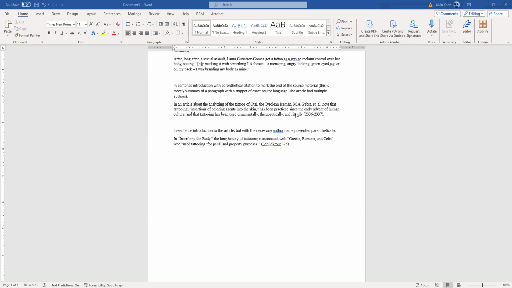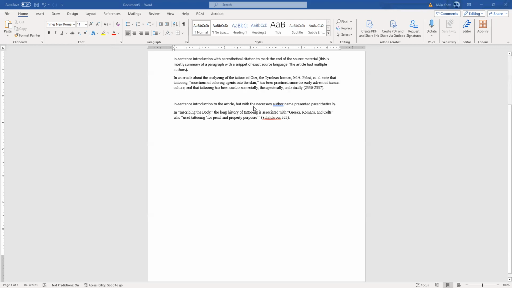And this paragraph ran from pages 2336 to 2337. So I have my author name, which gets my reader to the right place on the works cited page, and the page numbers that this actual content came from. Okay, that's a longer article than that, but those are the actual page numbers that this information came from.